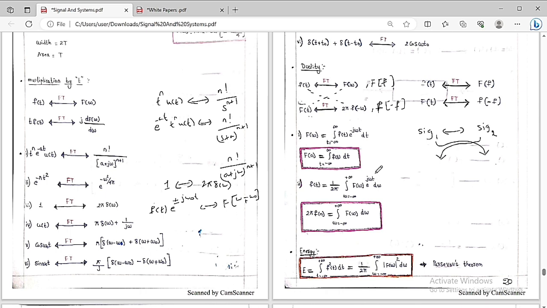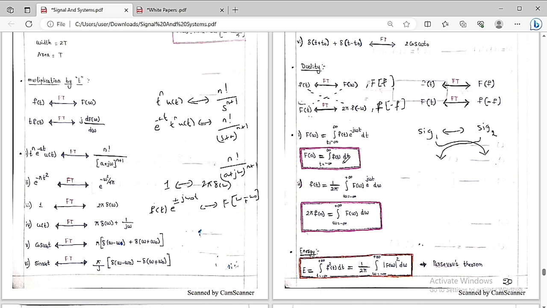This value, e to the power of 0, you are going to get 1, right? In place of t I substitute 0, so we get 1. Then 2 pi multiplies here. So 2 pi into f of 0 is equal to the integration from omega equal to minus infinity to plus infinity of F of omega d omega. What is the meaning of this? The area under the frequency curve is nothing but 2 pi into f of 0. So this is the area under the time domain signal, and this is the area under the frequency domain signal.